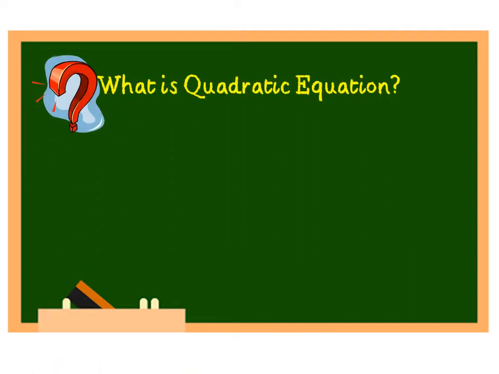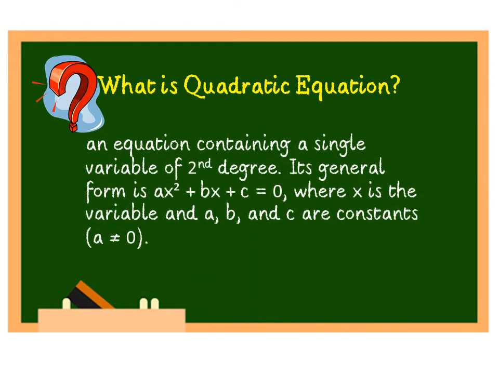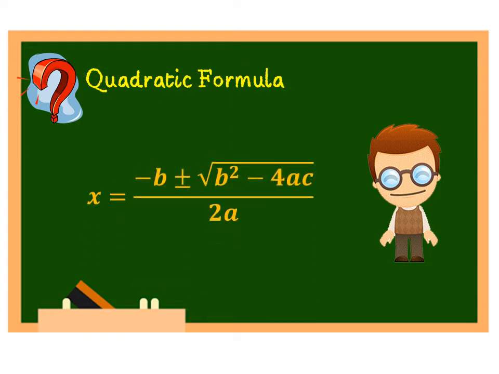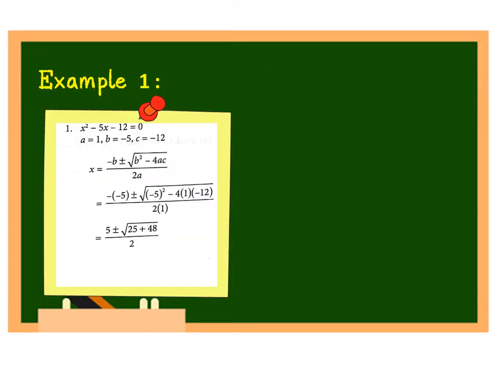What is a quadratic equation? An equation containing a single variable of second degree. Its general form is ax² + bx + c = 0, where x is the variable, and a, b, and c are constants, where a is not equal to 0. Quadratic formula: x = (-b ± √(b² - 4ac)) / 2a.